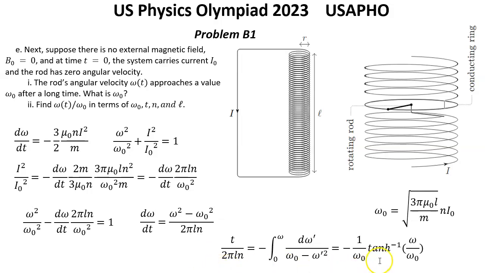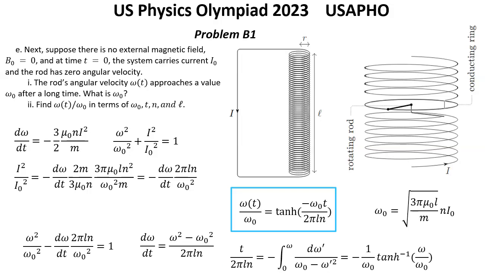So this is the solution for the differential equation, and finally we can express it in the form of omega as a function of t over omega 0 equal hyperbolic tangent from negative omega 0 t over 2 pi ln. That was the solution for question 2 part E, and here we finished the discussion for problem B1.